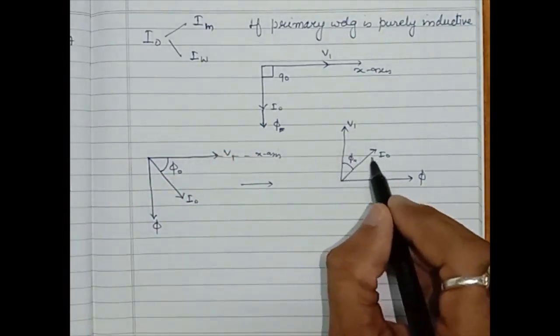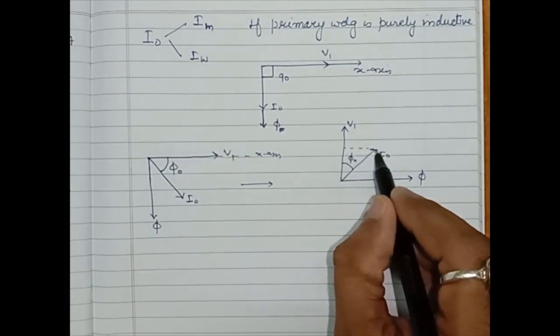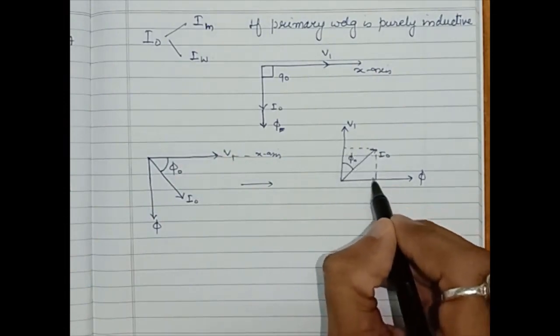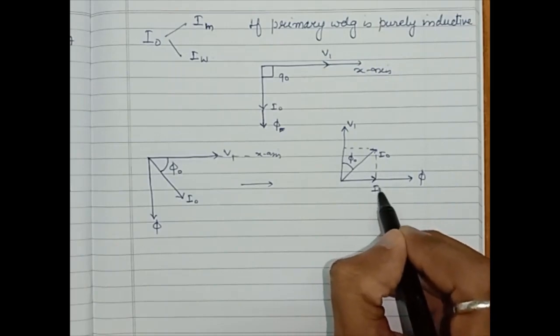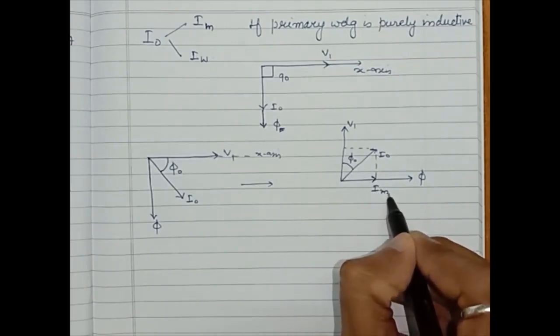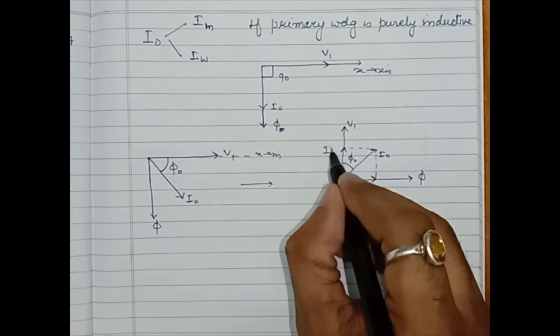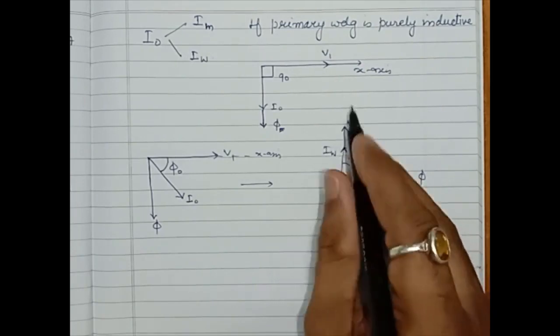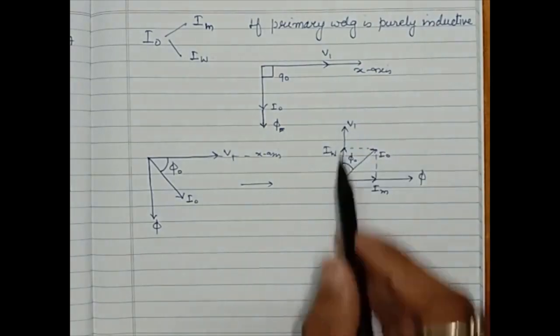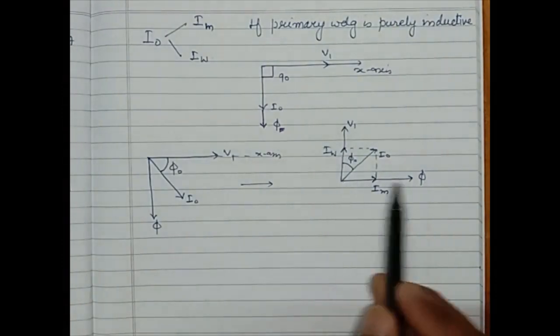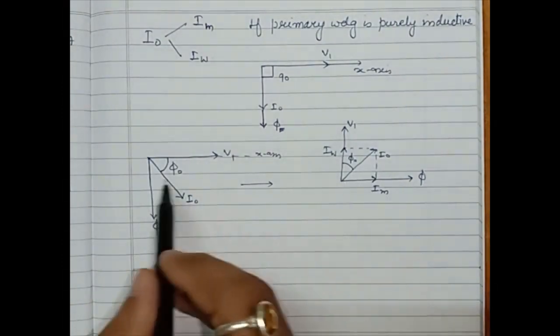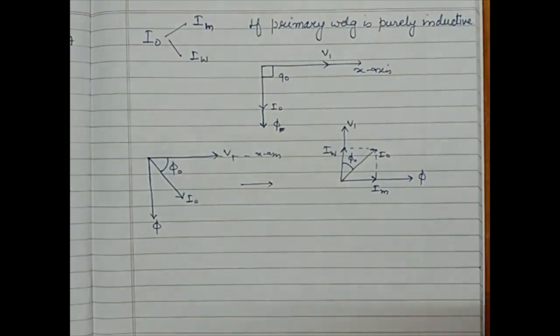Resolving the phasor diagram into vectors, this is Im, the magnetizing current, which is responsible for producing flux, and this is Iw, which is on the x-axis. This V1 is on the x-axis, and this is on the y-axis. We have just changed the orientation.